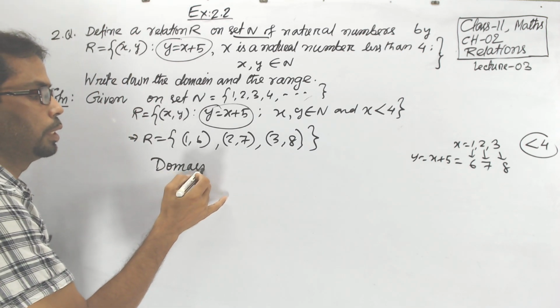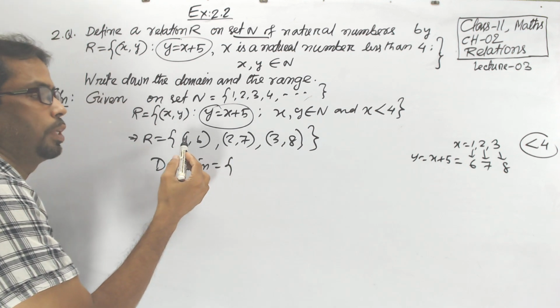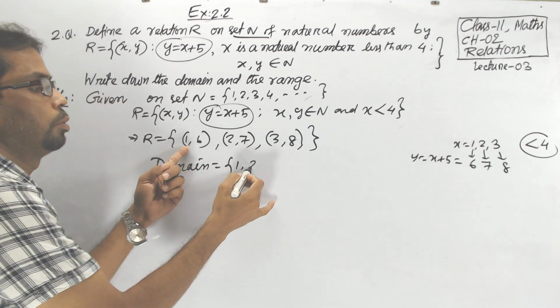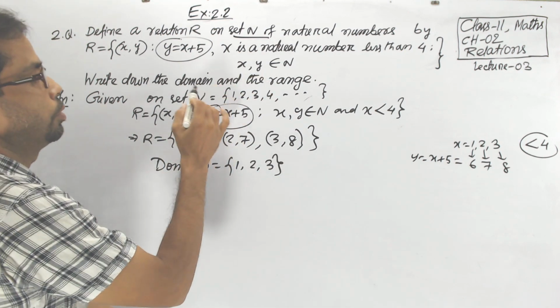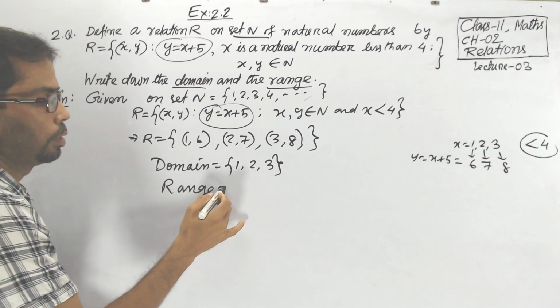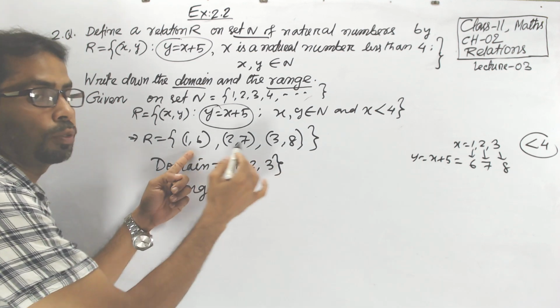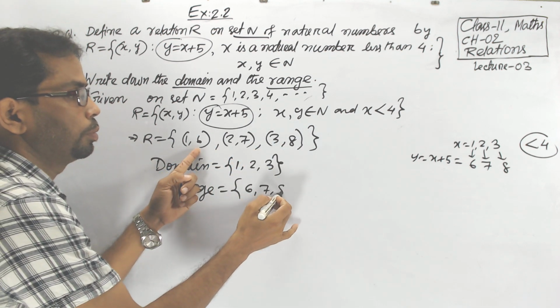Domain, we know it is the set of all the first components of the elements of the relation. First components 1, 2 and 3. This makes the domain. Then we are asked to find the range. Range is the set of all the second components of the relation. Second components 6, 7 and 8, which makes the range.